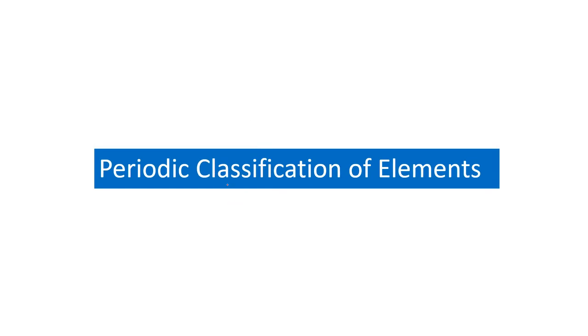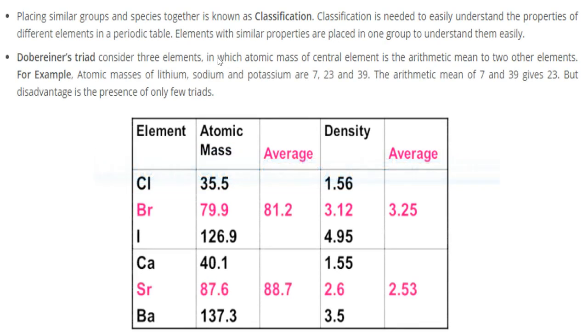Periodic classification of elements. When there are a number of elements, meaning we have an immense number of elements, it's a good idea to classify them in order to know their properties, to understand their properties. So placing similar groups and species together is called classification. This classification is required in order to understand the properties of various elements in a periodic table.